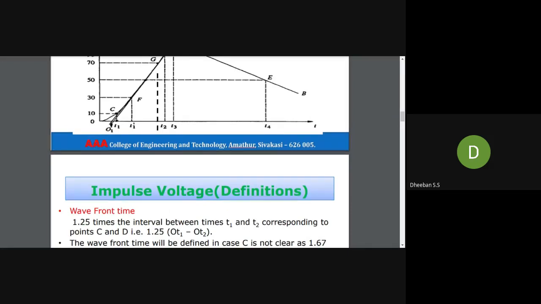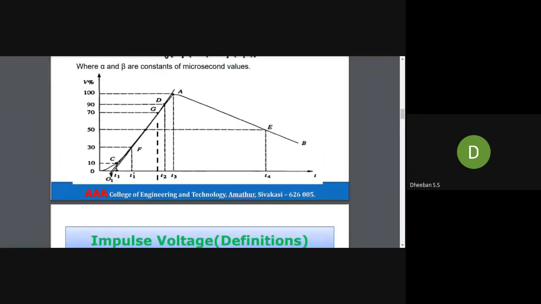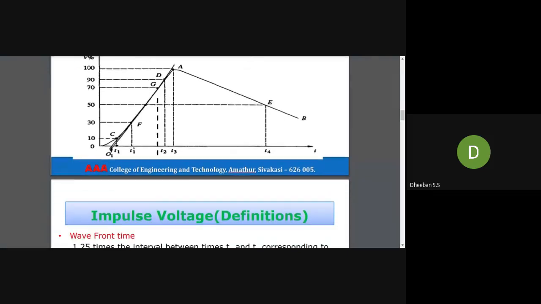So here it denotes which part? C and D. Your waveform from your C, that's T1, to your D, that is your T2. So here it is only increasing in a linear format. This linear representation of increase or increment is nothing but your wavefront time. That is the time duration between your C and your D point is nothing but your wavefront time. So using this, you can characterize your impulse voltage.